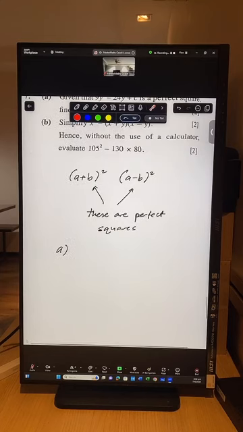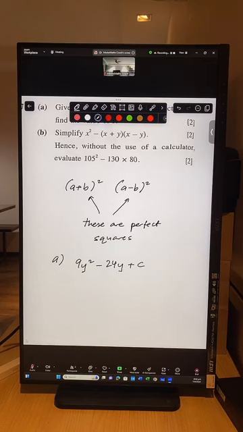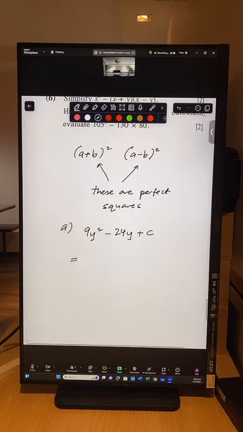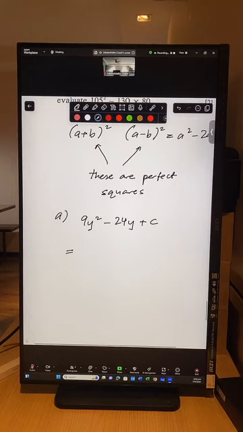So let's do that. We know that 9y square minus 24y plus c is going to be equals to a square minus 2ab plus b square. Remember this, this one will give me a square minus 2ab plus b square. So memorize this. Where is your a square? What is your a square going to be? Your a square is going to be 9y square. So we're gonna fit it into this.